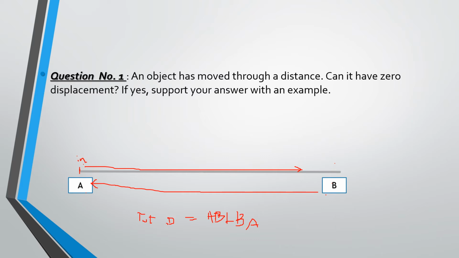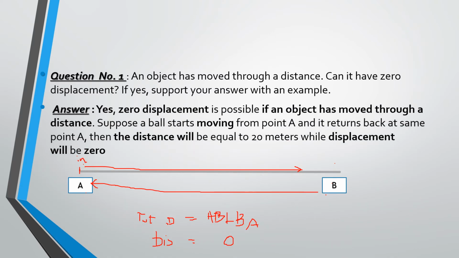That means from point A to B, again B to A, then definitely the displacement will be 0. That means the shortest distance, the displacement, is from the initial position to the final position. So it started from point A and again ends at point A. So the displacement, the shortest distance from initial to final, in this condition we can say is 0. It may vary for different situations. So the answer is what?